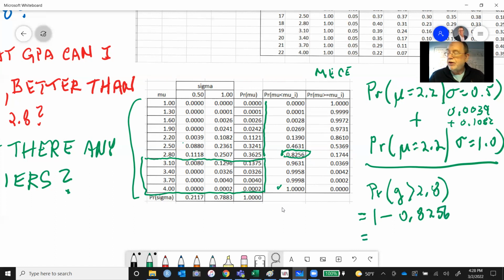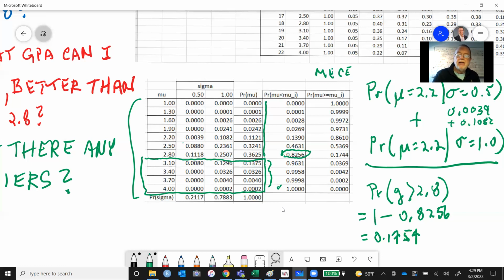And if we perform this exercise, we should be getting a number like 1754. So 1754 plus 8256 will add up to 1. That's one way to do it, using the complement. The other way to do it is just to add all of those up. And if you do add all of those up, I'm just doing it ahead here, that's 1754 as well. So you can do it either way and answer the question.